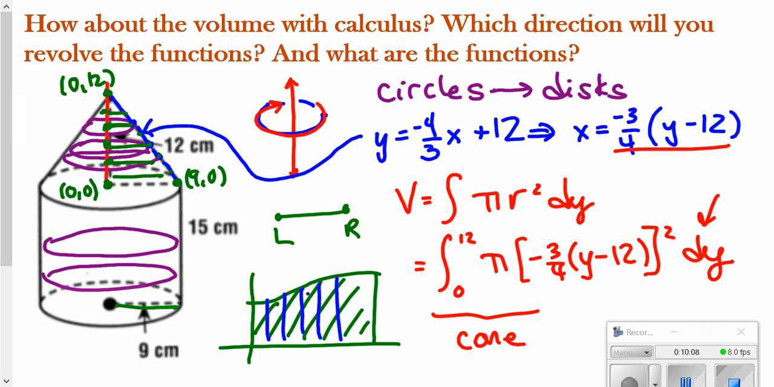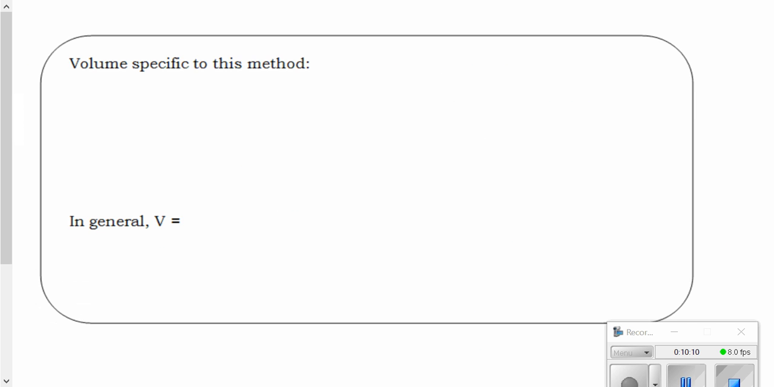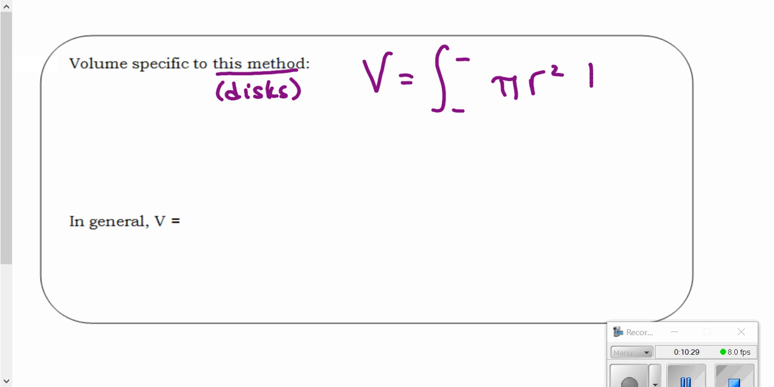But my point in showing this is not so much doing this particular problem, but really showing you that the volume specific to this method, and by this method I mean disks for a solid of revolution, is a definite integral, so you'd have to have bounds, of pi r squared d whatever. Okay, could be dx, could be dy, because in general, as you already know, if I integrate area, I get volume.